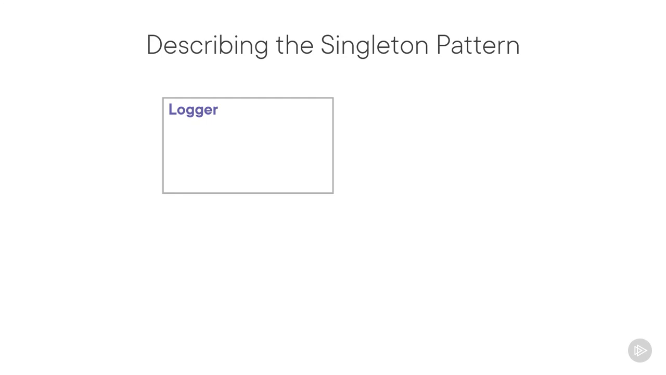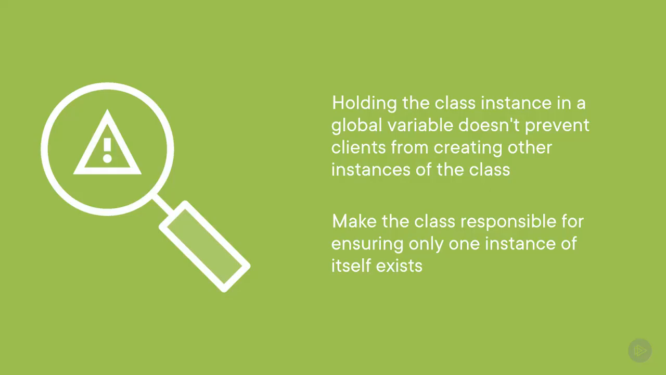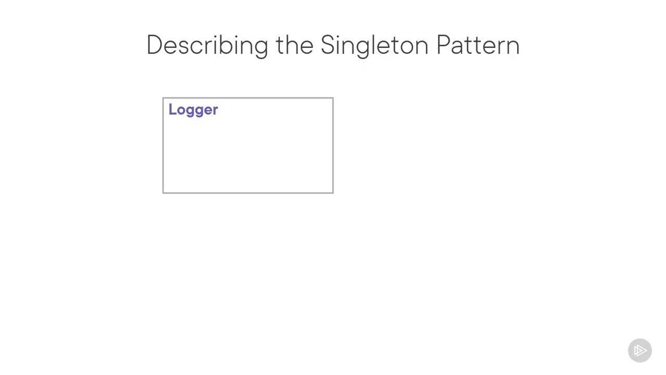Now, we could simply hold the instance of the class in a global variable. But there's an issue with this approach. It doesn't prevent clients from creating other instances of the class. That's a responsibility that's too widely distributed to be reliable. Therefore, through the singleton pattern, we can make the class itself responsible for ensuring only one instance of the class exists. Another option would be relaying the responsibility to another component, like an IOC container, as mentioned.